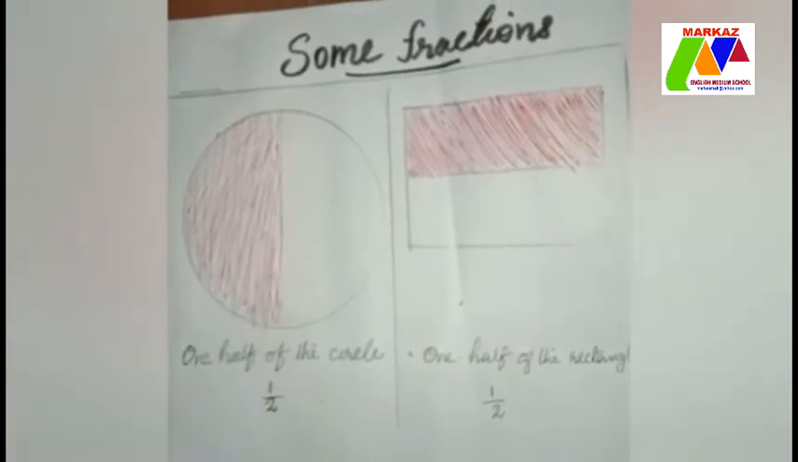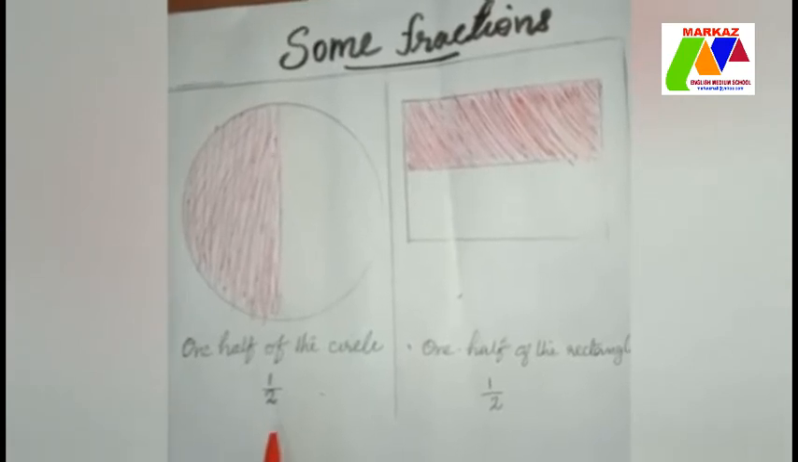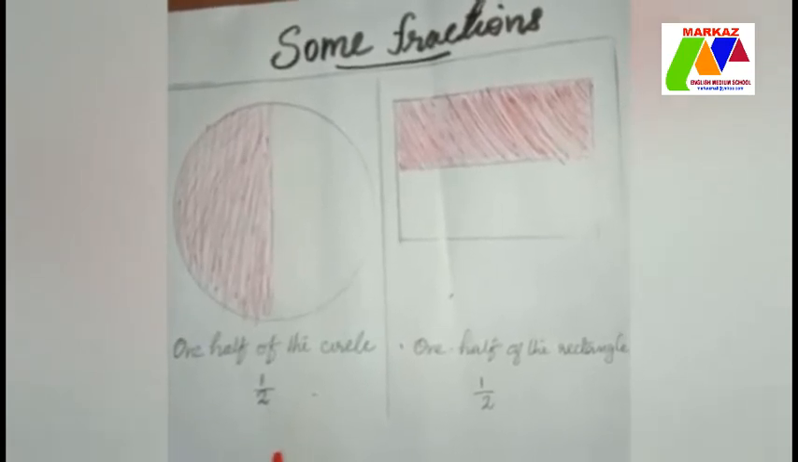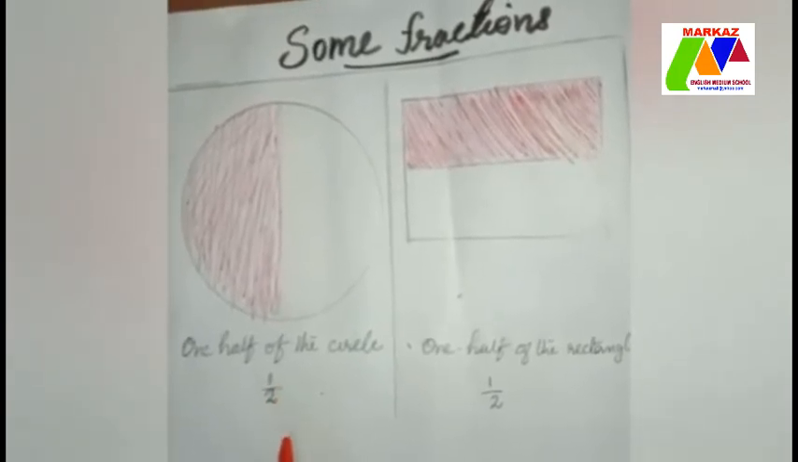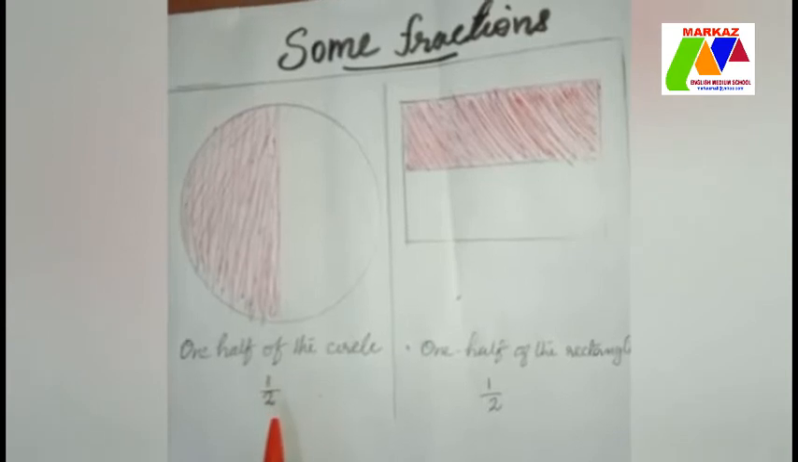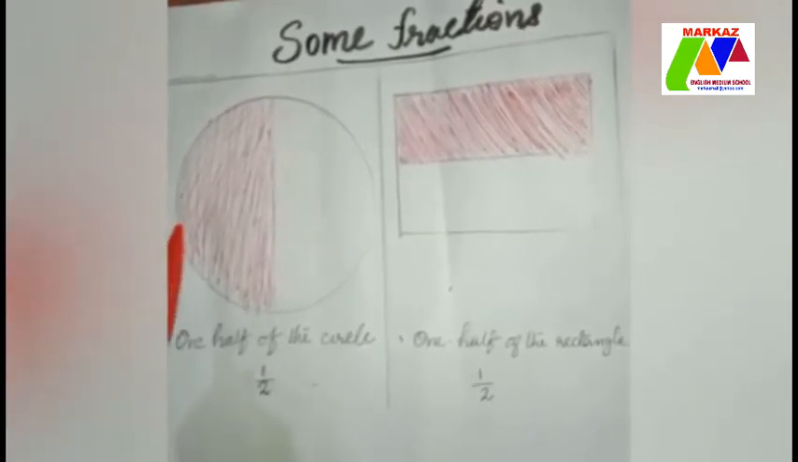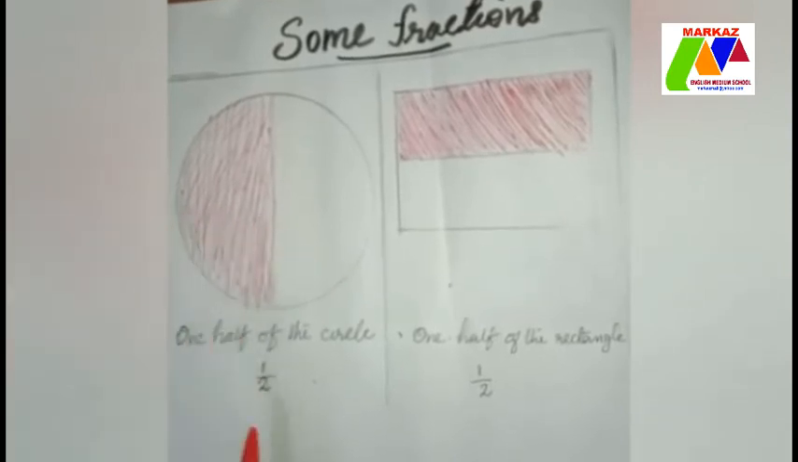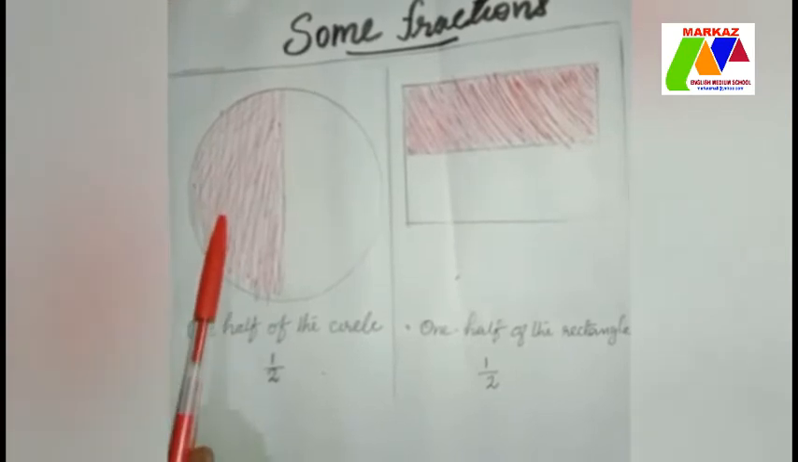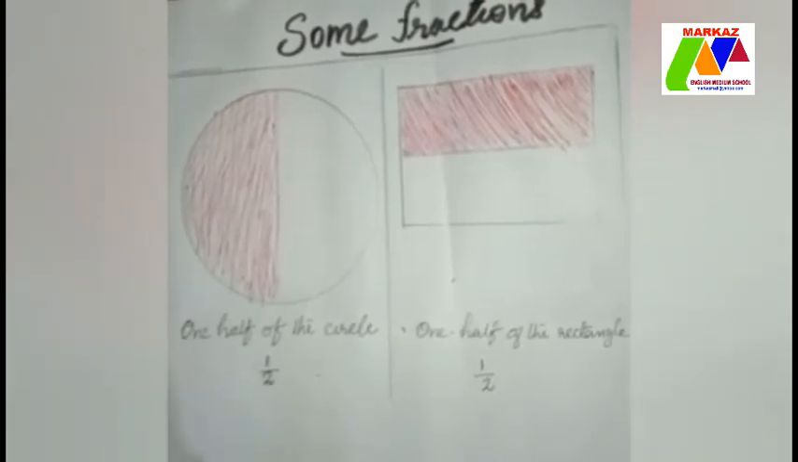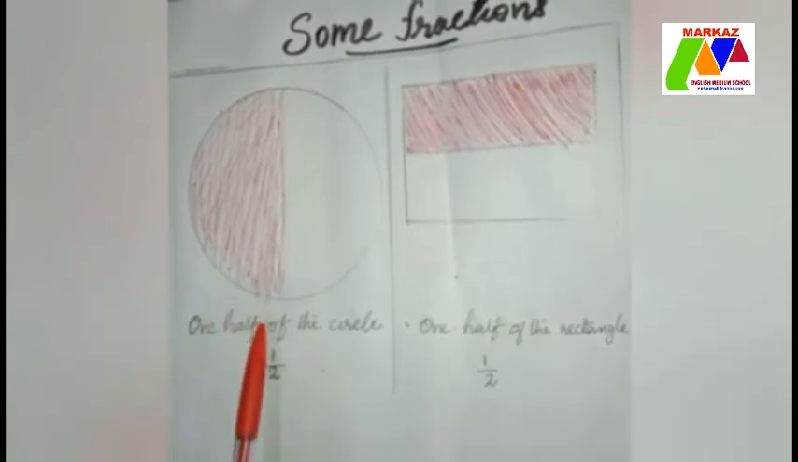And how can we write this? Yes, 1 by 2. That is 1 half. That is 1 and that is 2. It is 1 by 2. Here, 2 signifies the total number of parts. And the 1 signifies that one of them is colored. So, this is the 1 by 2 of this circle.